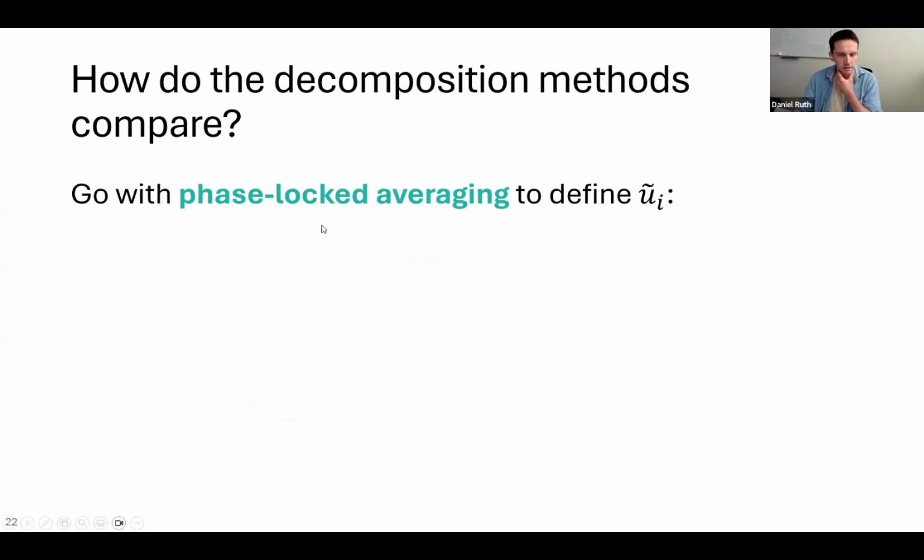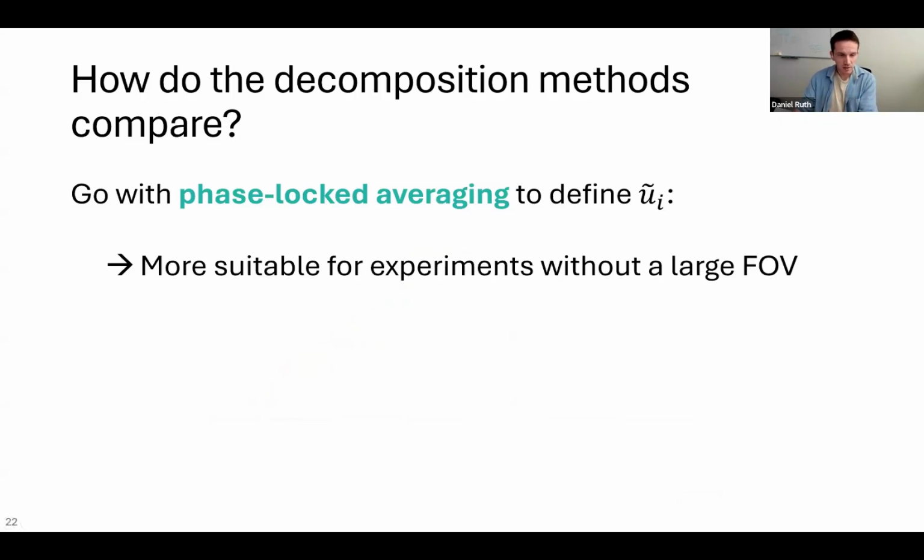So in the end, we're going to go with phase locked averaging to define our orbital velocities. That's because, for one, it's more suitable for experiments where you don't have a large field of view. One drawback with the spectral coherence method is that in order to uncover some coupling between the velocity and the surface elevation at a given scale, both fields have to be resolved at that scale, which is not the case with phase locked averaging.